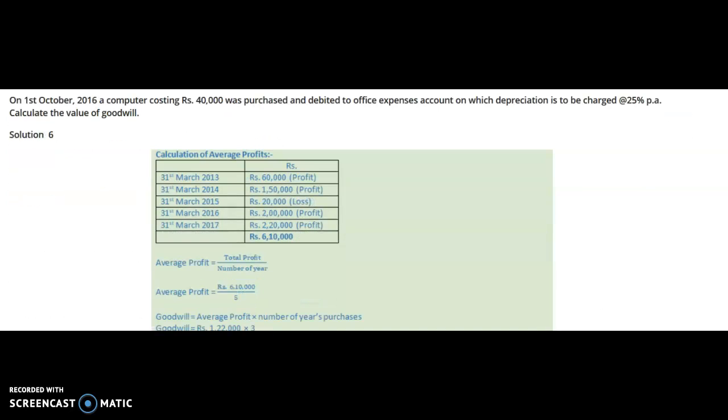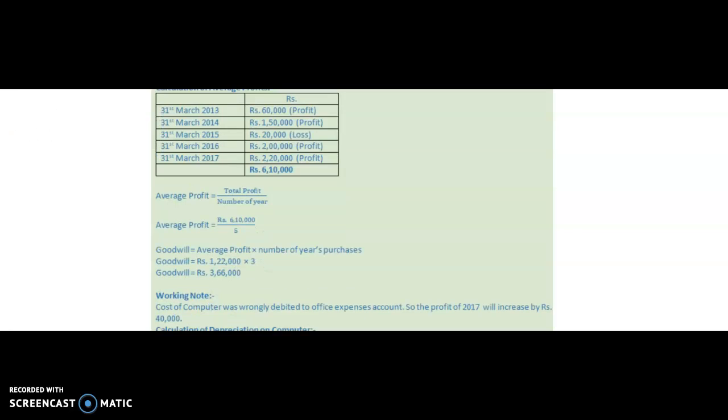Then very simply, we will take the total of all the 5 years' profits net of this loss. Keep in mind that the loss of this particular year, that is 2015, is to be subtracted, and then you will get the total profit of 6,10,000 divided by the number of years, 5.